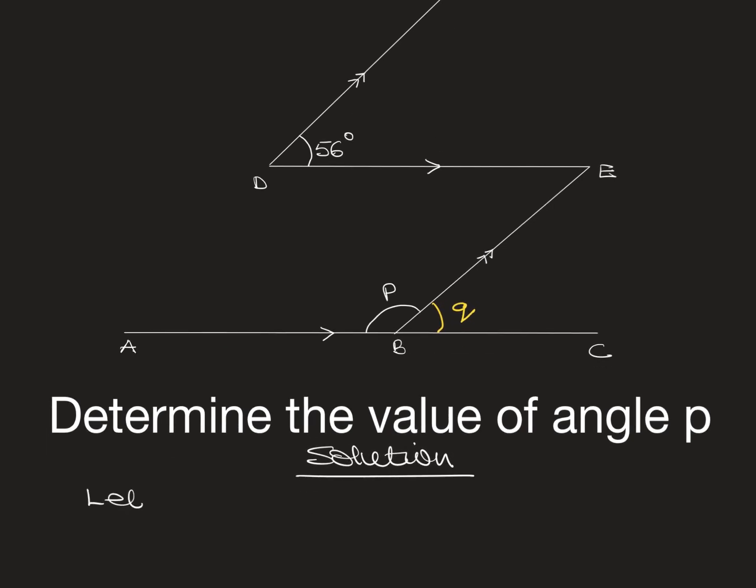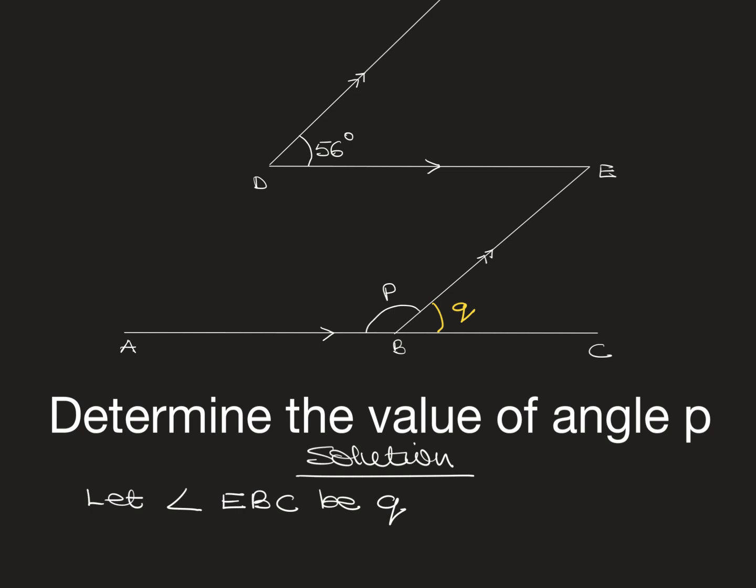let angle EBC be Q. Okay, angle EBC, the letter that is in between is actually the angle, so you are referring to this angle EBC. So if EBC is Q, then what is the relationship between Q and these 56 degrees?